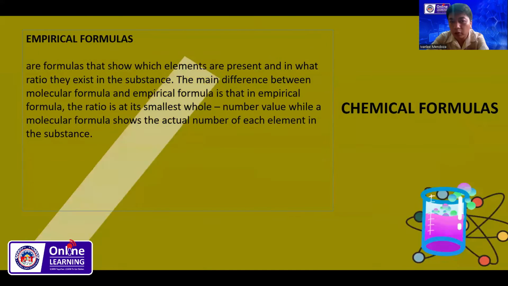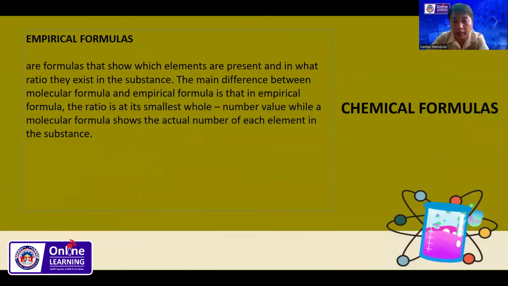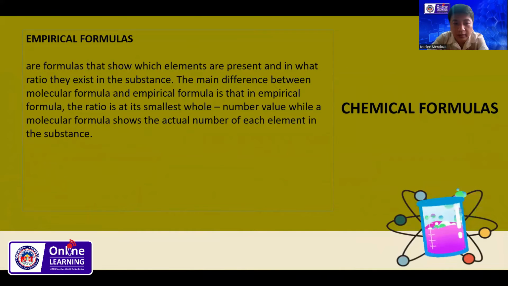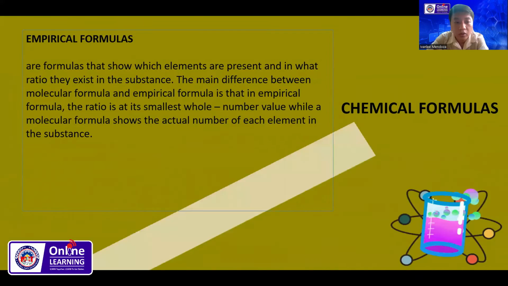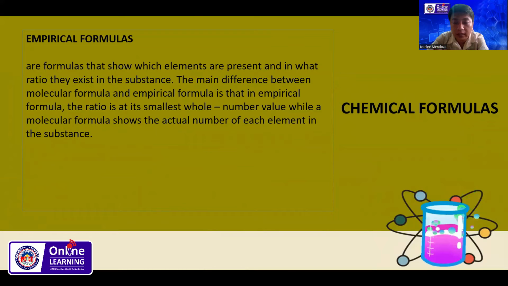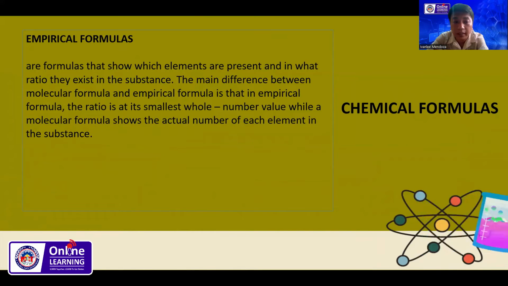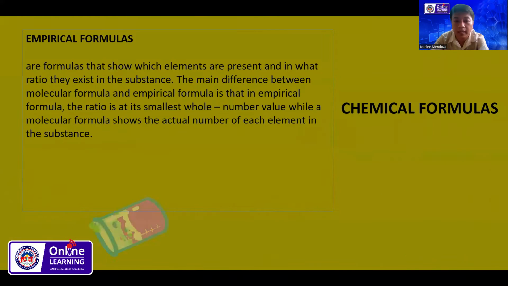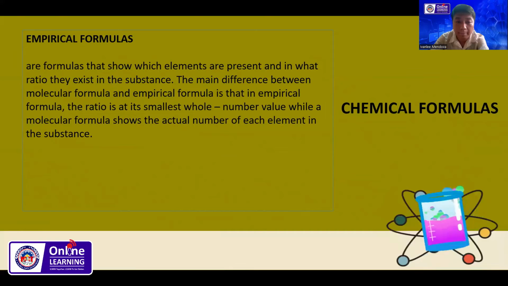Empirical formulas are formulas that show which elements are present and in what ratio they exist in the substance. The main difference between molecular formula and empirical formula is that in empirical formula, the ratio is at its smallest whole number value, while a molecular formula shows the actual number of each element in the substance. Okay, so that is the difference between the empirical formula and the molecular formula.